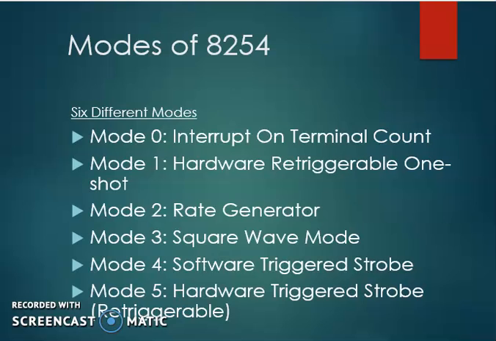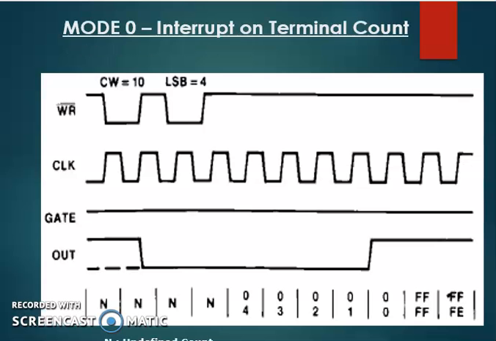First of all, let us see mode 0, which is called interrupt on terminal count. In this mode, first of all, we have to program a particular counter which we want to use using the control word register, and then we have to put a value of count and then it will start working. For example, we have uploaded the value of control word in the control word register and the count value LSB equals 4.